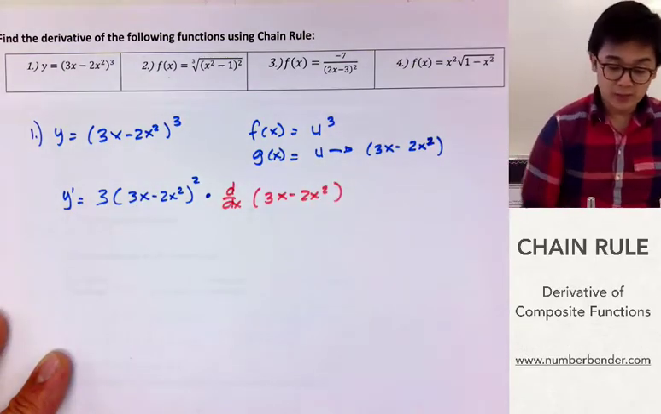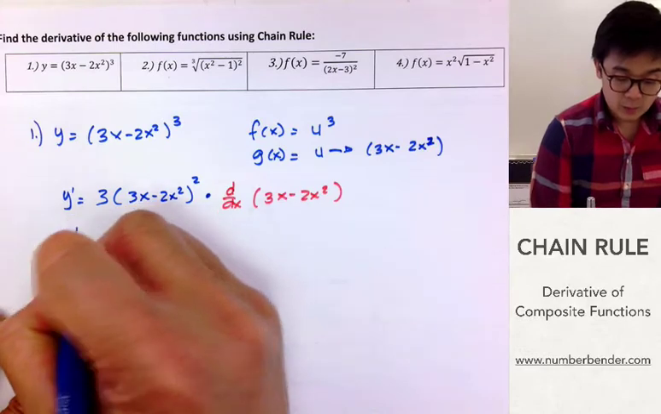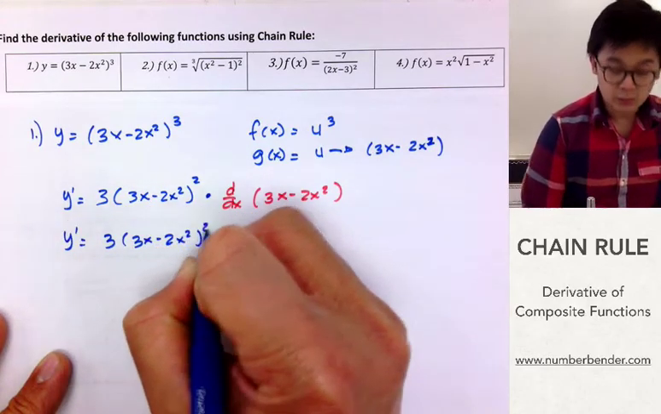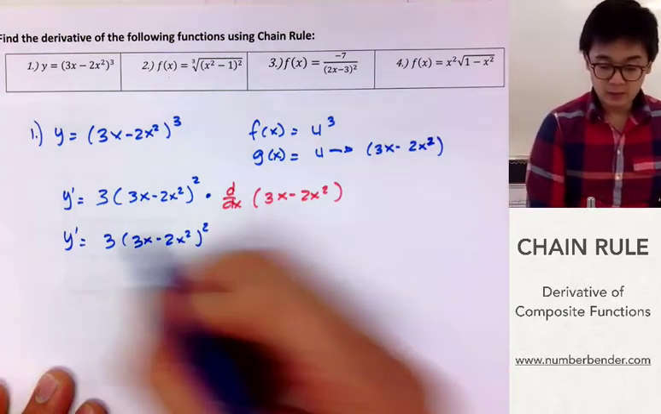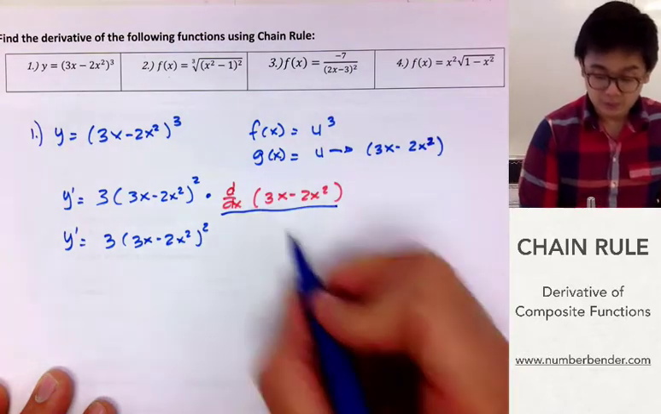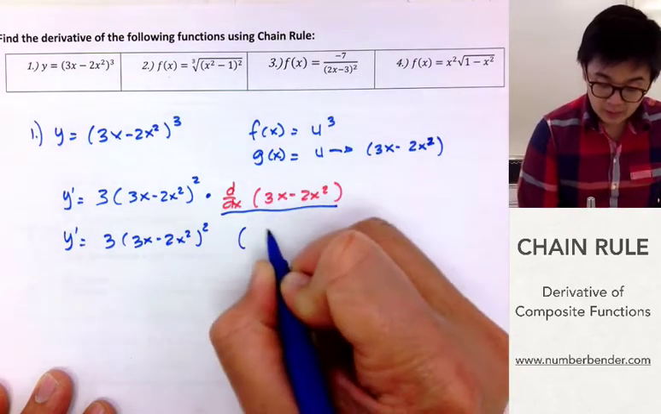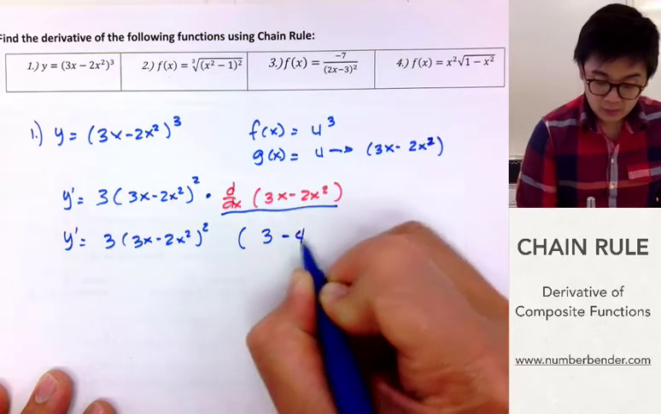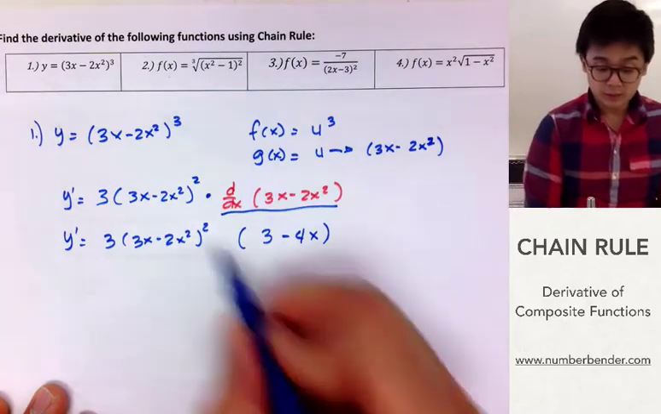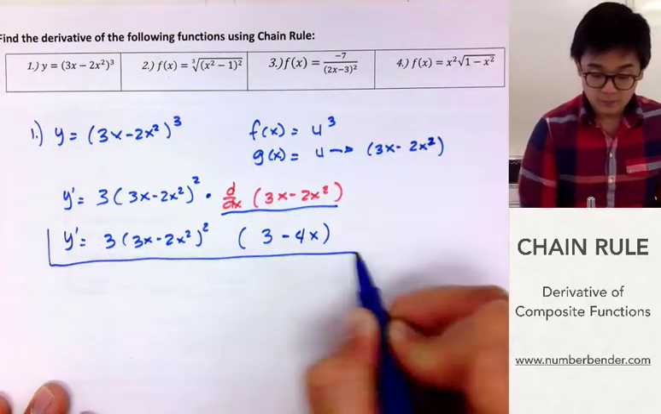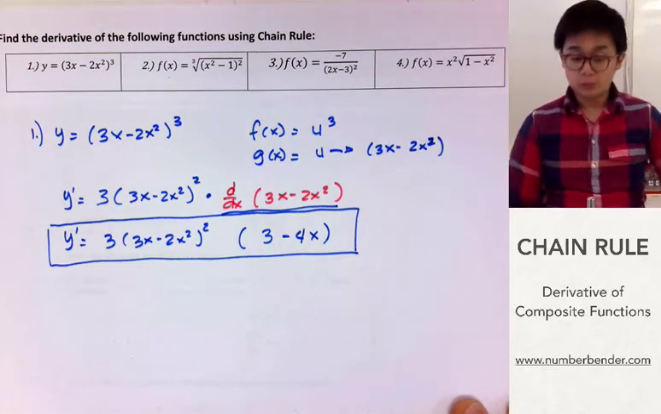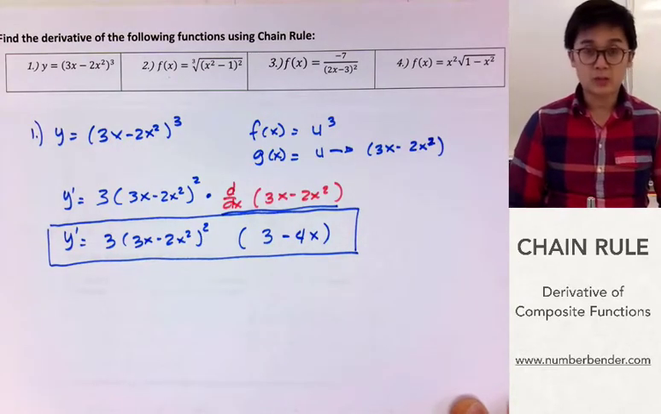So on the second part of our derivative, y prime is simply 3. So we are just going to copy the first half of our work and take the derivative of the insides, which is 3 minus 4x. So the derivative of problem number 1 is simply this function over here. So that is how we use the chain rule in differentiating composite functions.